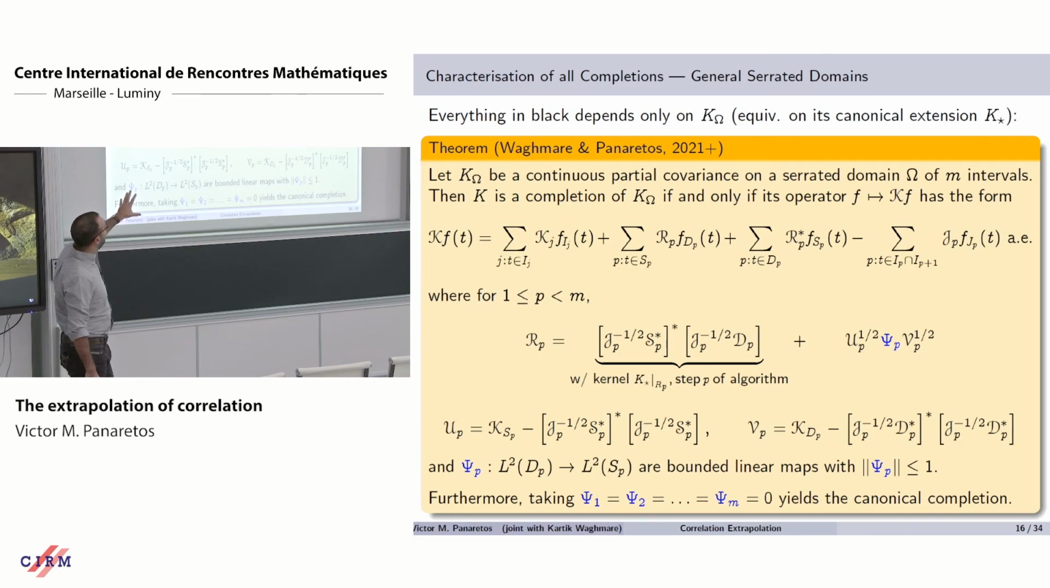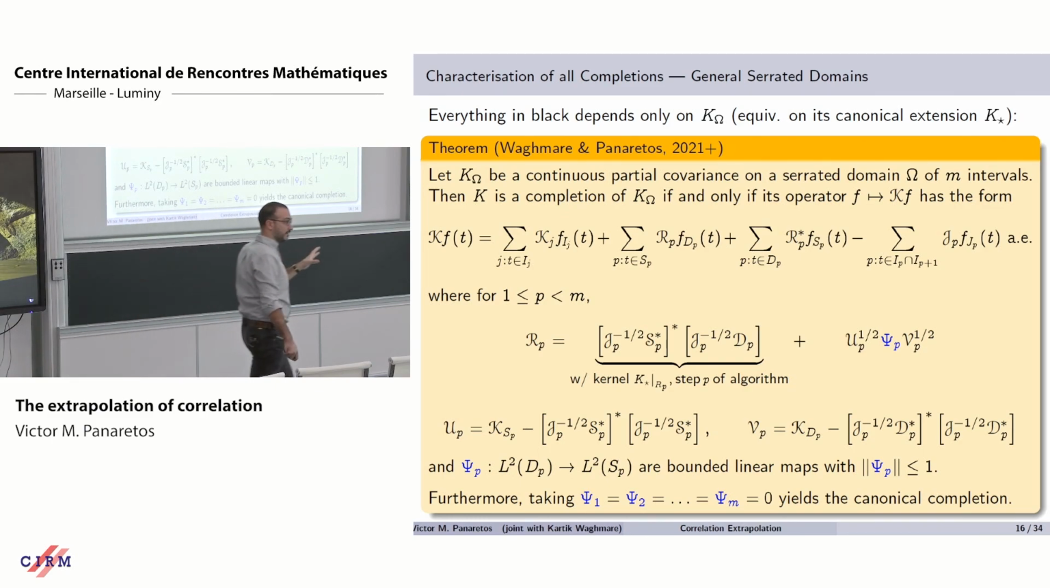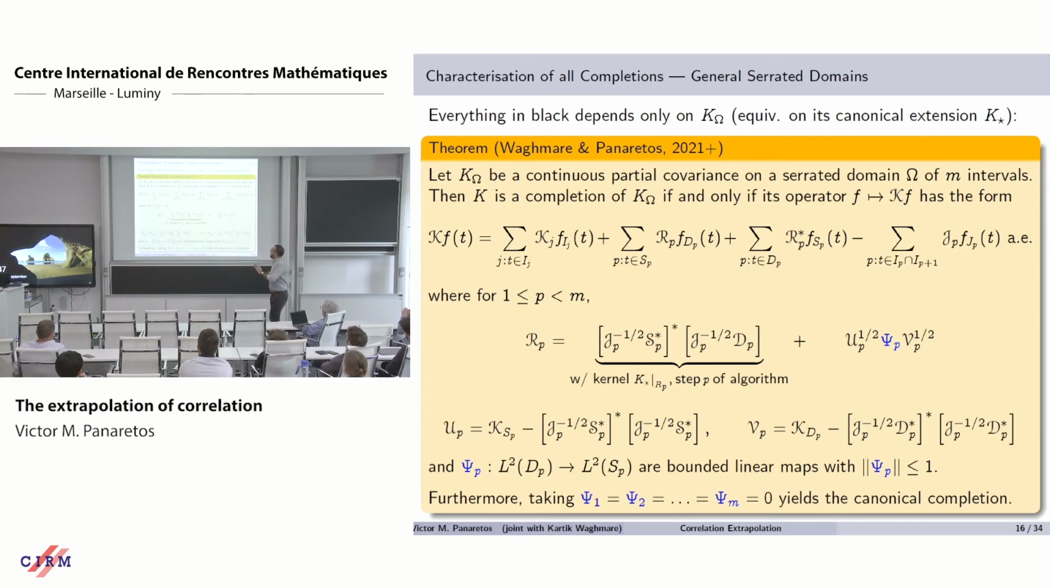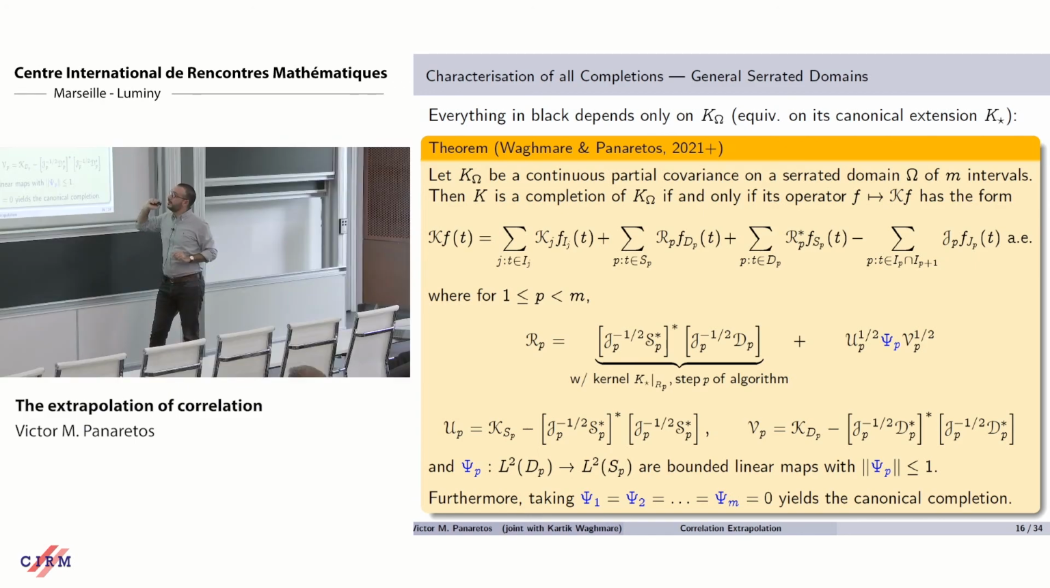This horrible slide describes what happens in the M-serrated case. And just to unpack it, you don't really need to understand everything that's going on. In the M-serrated case, we need to express an arbitrary completion by looking at its action on a function, but now we need to somehow write this function in terms of I1 minus I2, the intersection, I2 minus I3. It's a much more complicated formula. The canonical completion itself is constructed iteratively. But the point here is that everything you see in black in this formula comes from the partial covariance itself.